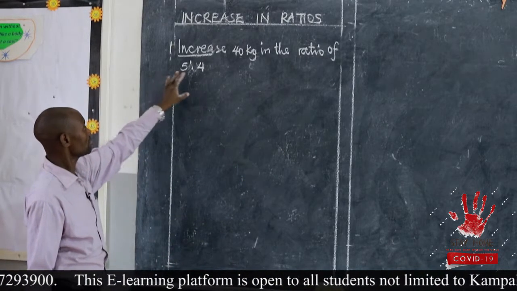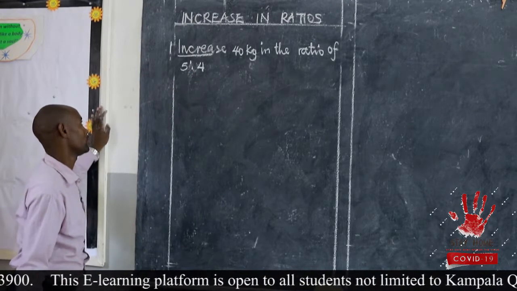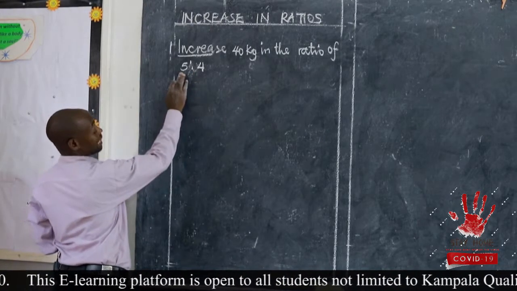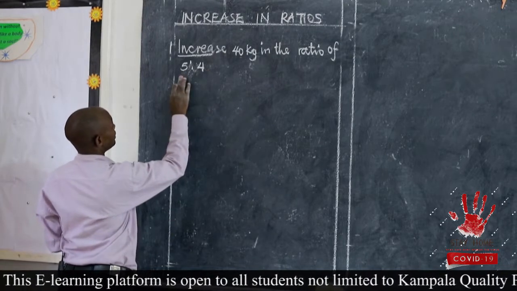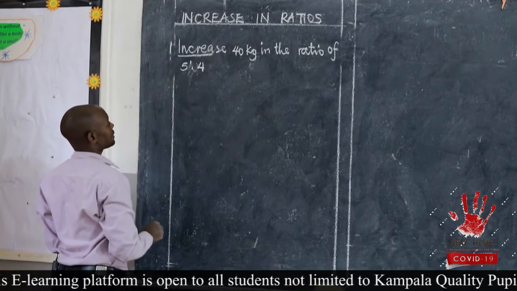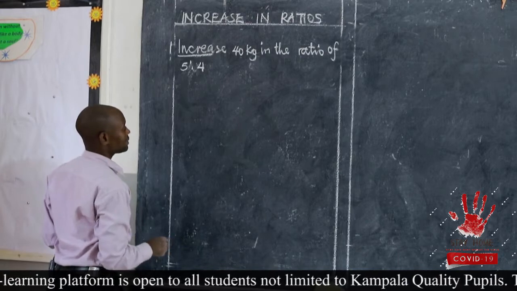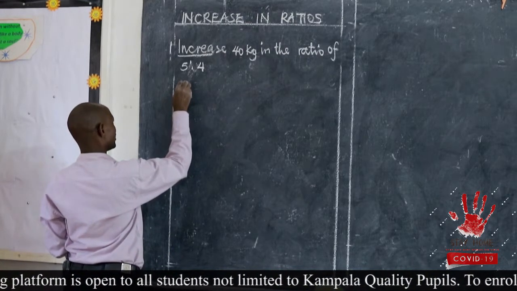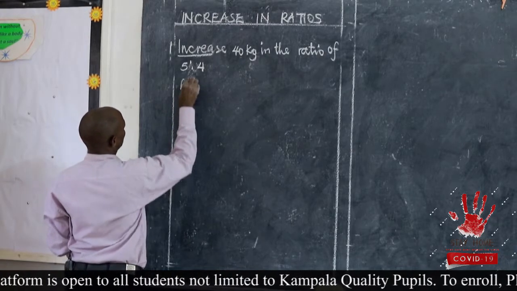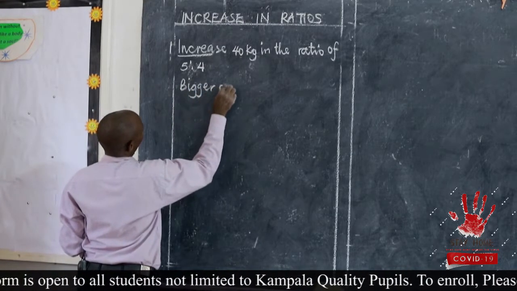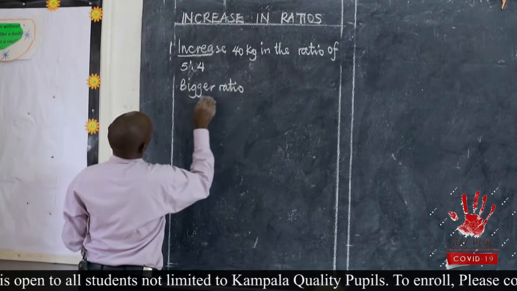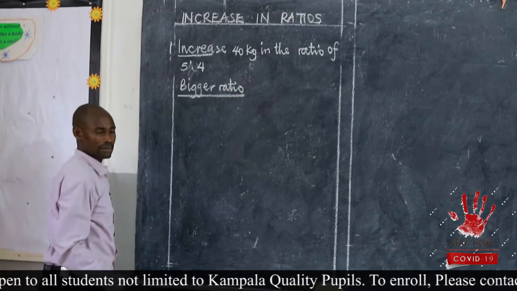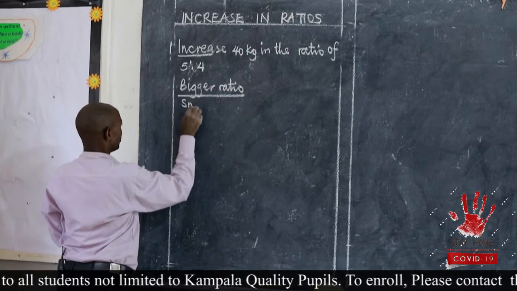So how do we increase in this ratio? This is what we do. These ones are called ratio parts, 5 parts and 4 parts. Since these are ratio parts, when we are increasing, you get the bigger ratio, you divide it by the smaller ratio.